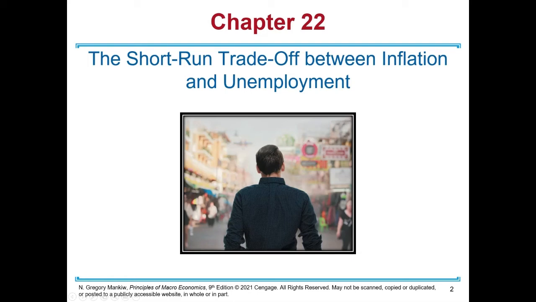Welcome to Lecture 9, covering Chapter 22. It's going to consist of the short-run trade-off between inflation and unemployment. If you recall, this is one of the 10 principles of macroeconomics that we first discussed in Chapter 1, that a society faces a short-run trade-off between inflation and unemployment.